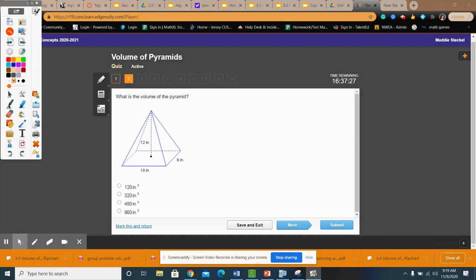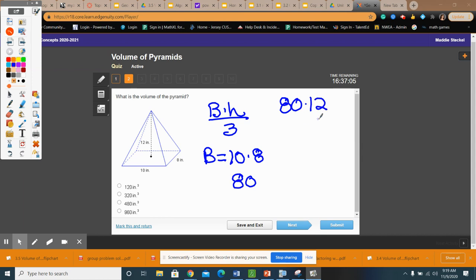What is the volume of this pyramid? So they tell me the base, and remember it's big B times H divided by 3. My bottom says 10 times 8. So big B is going to be 10 times 8 for the rectangle, which is 80. So we're going to take 80 times the height, which is 12, and divide it by 3. 80 times 12, divide by 3. And if you typed it into your calculator, hopefully you would get the same thing as me, and that's 320 inches cubed.